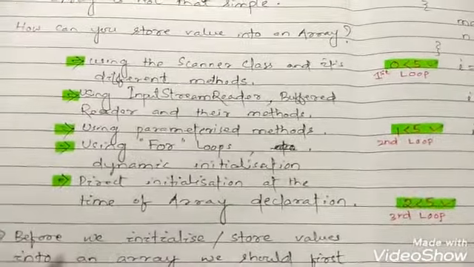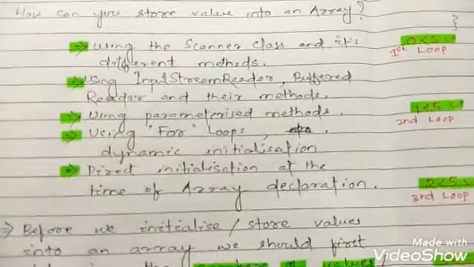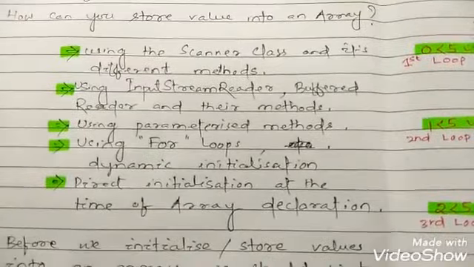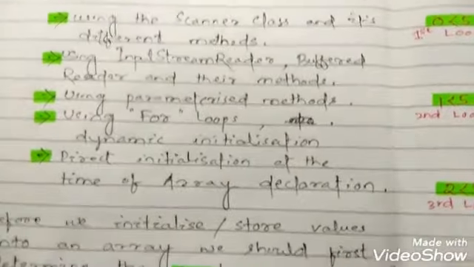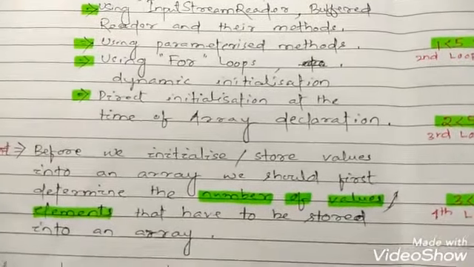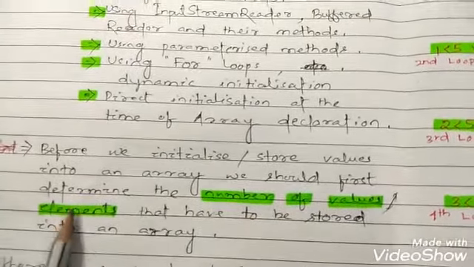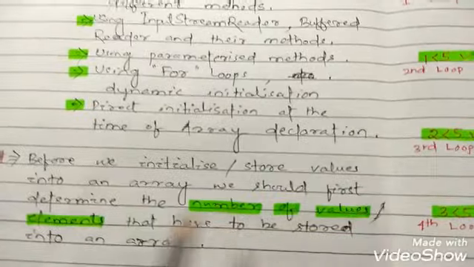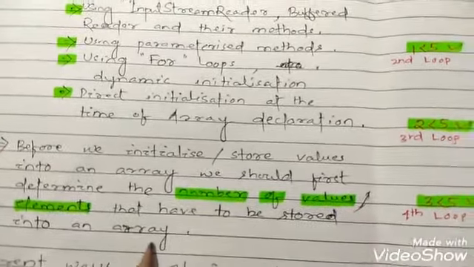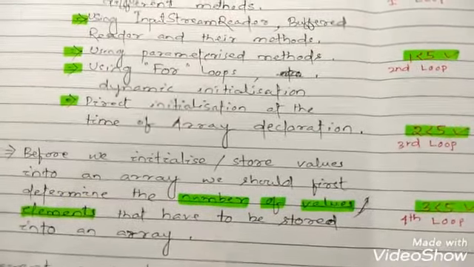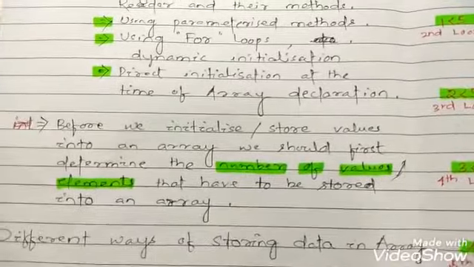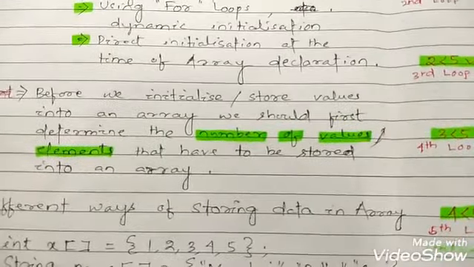But before that, you must know how many elements you are going to store in an array. Otherwise, you will make a mistake. So before we initialize or store values into an array, we should first determine the number of values or elements that have to be stored into the array. You must know first how many elements you are going to store.